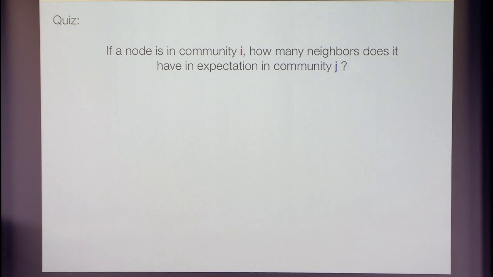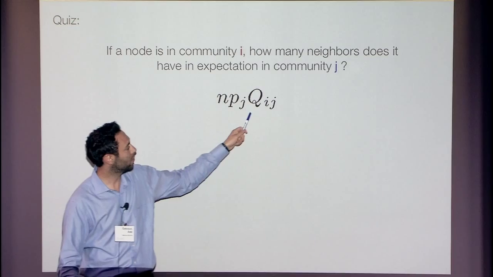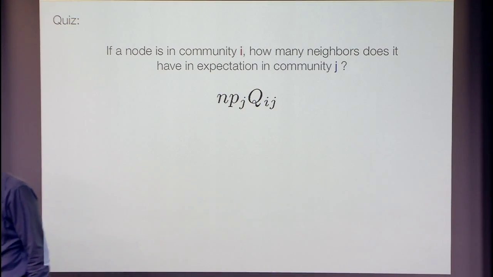Now, just to see if we are okay with the parameters, this is the quiz. If a node is in community I, how many neighbors does it have in expectation in community J? Quiz for me doesn't have to be multiple choice, but I should have put multiple choice. So there's one choice I'll offer you. It's the answer: the number of nodes that there are in community J, and then you connect each of them with probability Qij. That's in expectation how many you have.